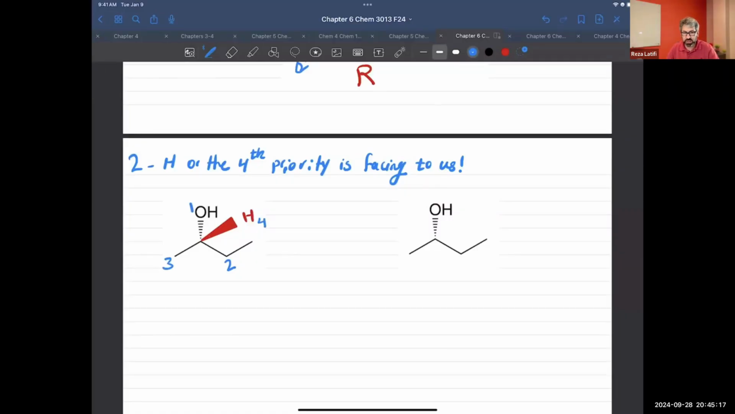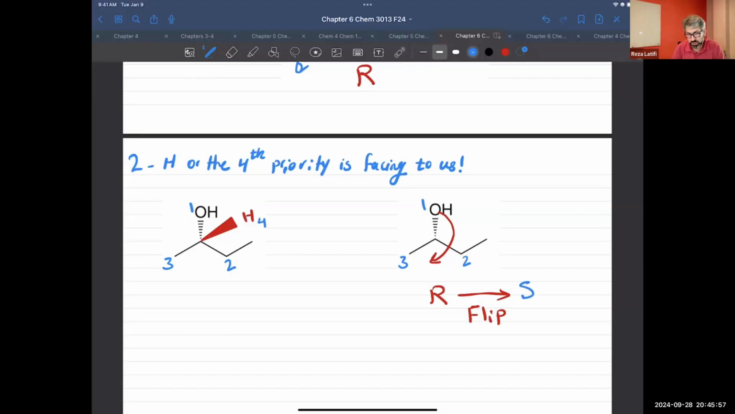Okay, for a second, I'm going to close my eyes on that hydrogen. So we said number 1 is OH. This is number 2, and that one is number 3. Follow the numbers. It says this is clockwise, so it's supposed to be R. Be careful. I did not care about hydrogen. I'm going to ask myself, where is hydrogen? Hydrogen is pointing to us. Because hydrogen is pointing to us, you have to flip the configuration and say the original molecule must have S configuration.